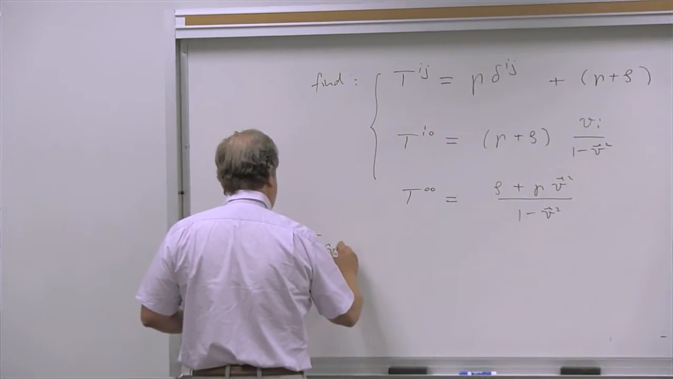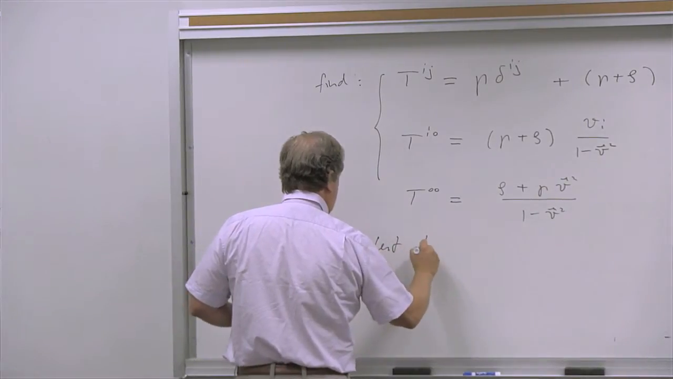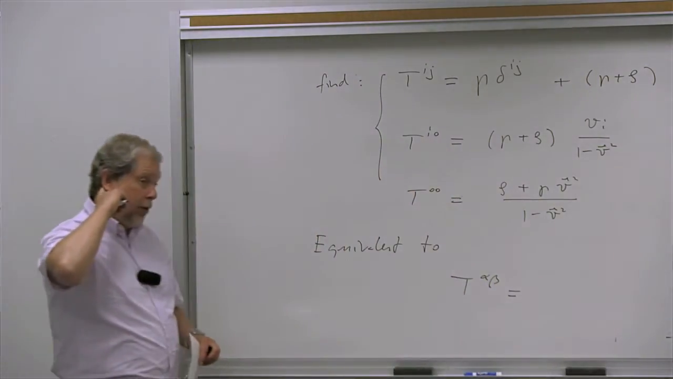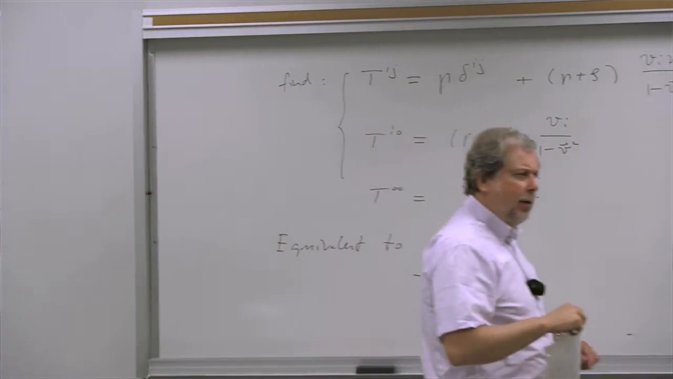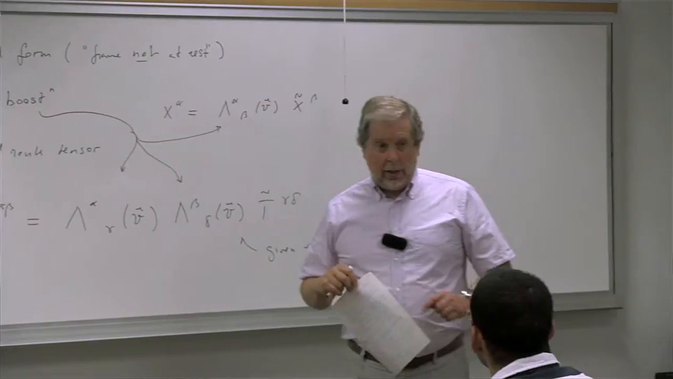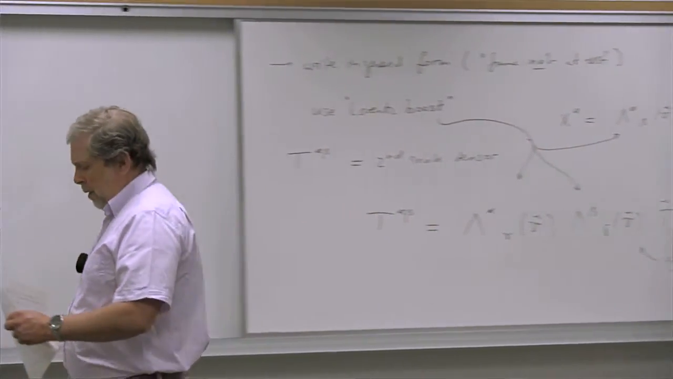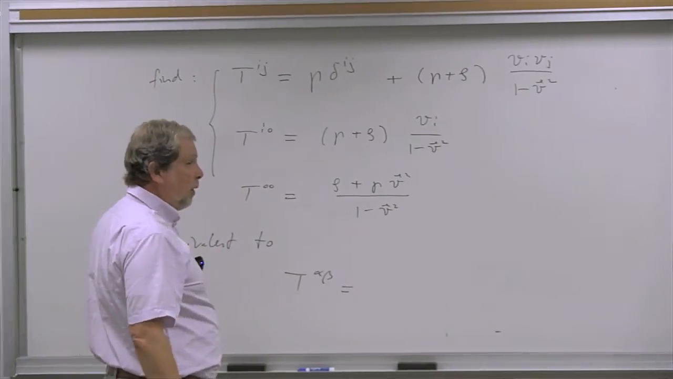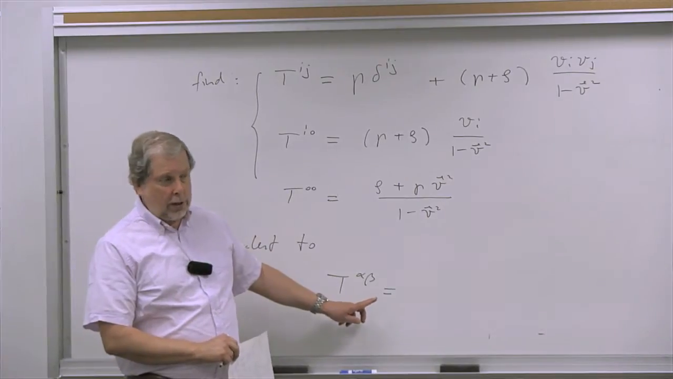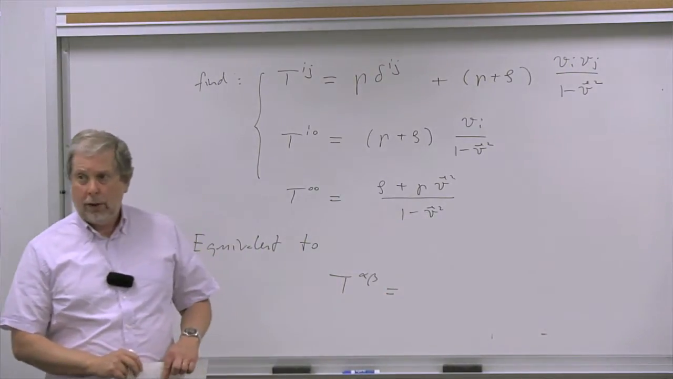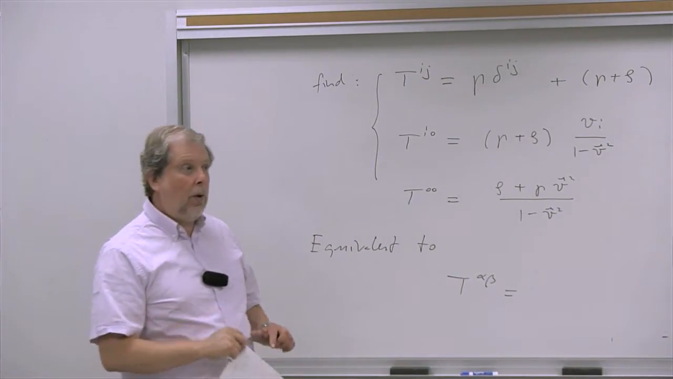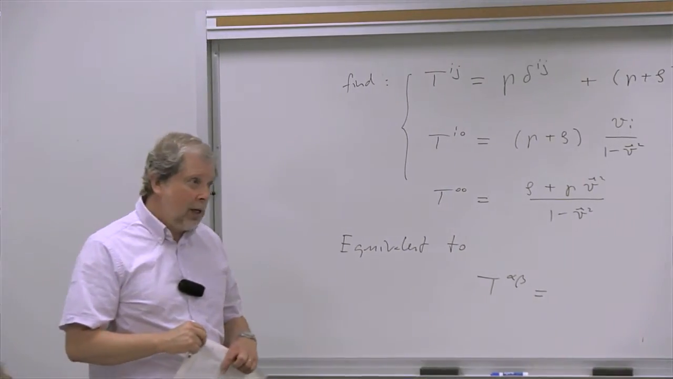So this is equivalent to T alpha beta. What we would like to do is to be able to write it in a form that involves things that we already introduced before. We do know that this is a tensor, which means it should be possible to write it as a linear combination of known tensors. And so how many tensors do we know that have two indices?